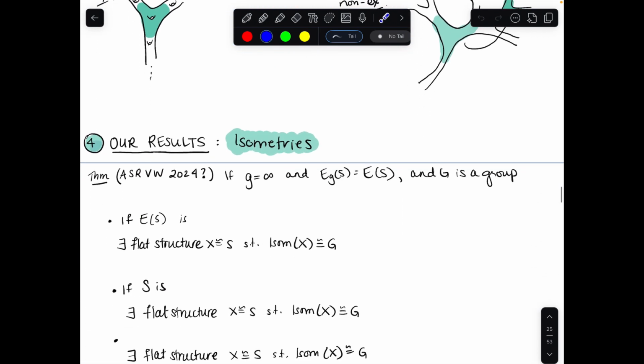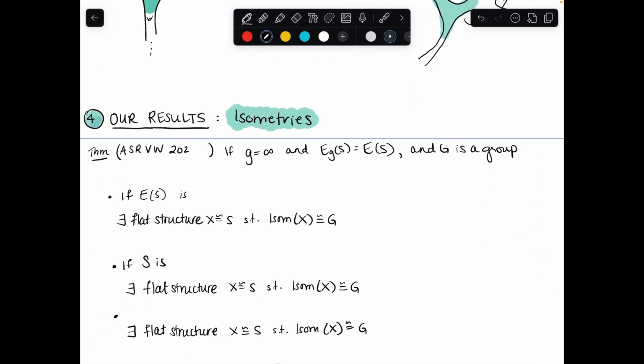We put out a preprint in 2024, hopefully it'll be published in 2025. We show that if all ends are accumulated by genus, then one of the following three topological properties hold. And unlike Aougab-Patel-Vlamis's theorem, they are mutually exclusive. They form a trichotomy. The first one is the same. If the end space is self-similar, then G is realized as the isometry group of a flat structure if and only if G is countable.